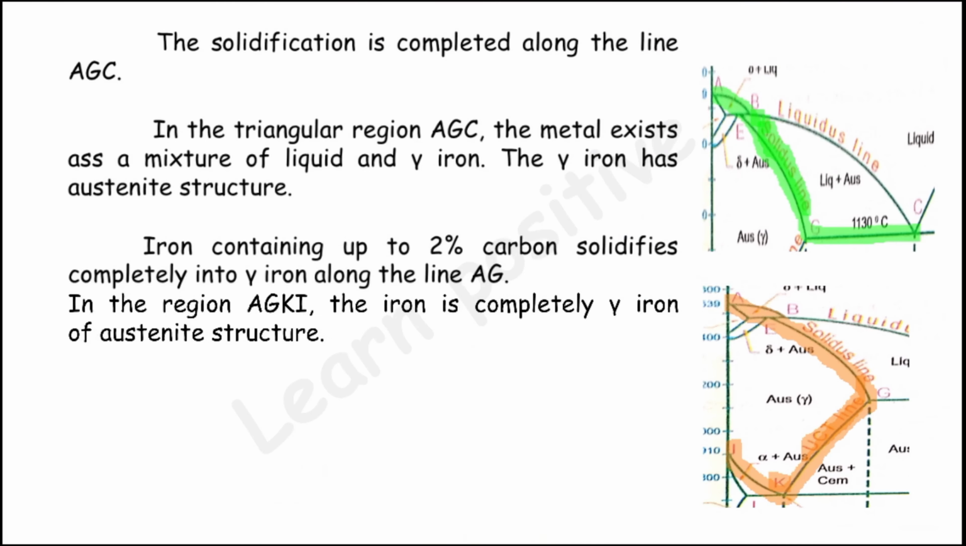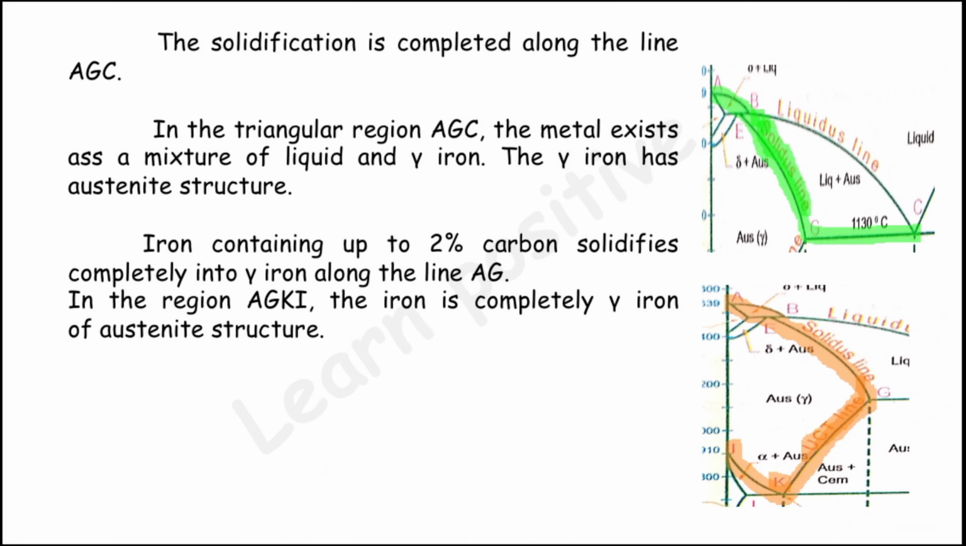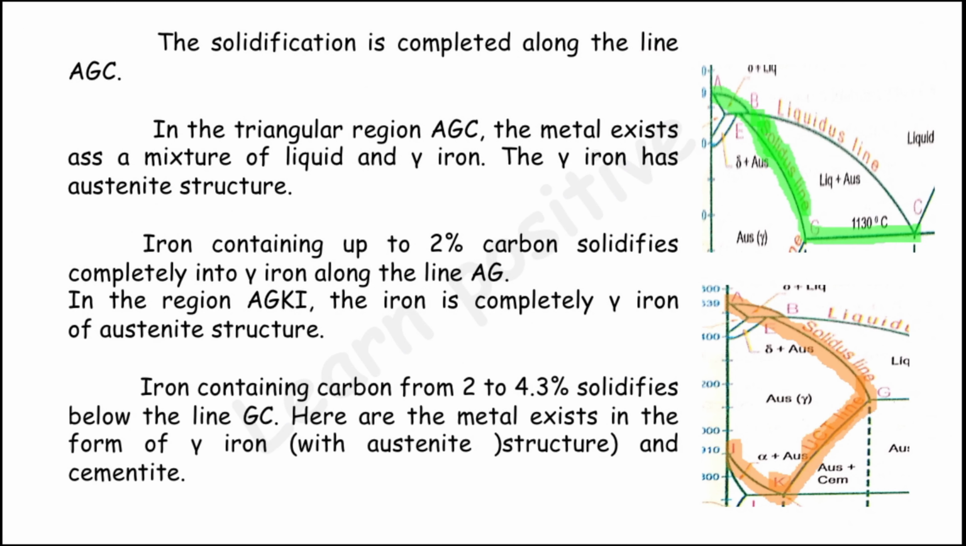A to G and G to K and I. It is shown in the brown line. It is said to be the critical temperature line. So it changes the gamma iron into the beta iron through changes of the austenite structure. That point of the Solidus line has 2 to 4.3% of solidification below the line GC. So below the line GC, we reduce the temperature, and it will create the austenite structure with cementite structure.